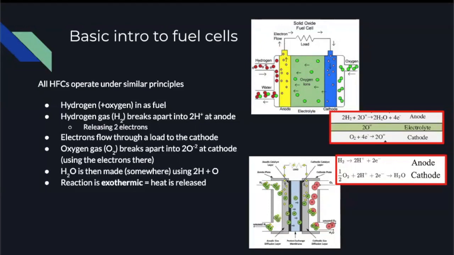In another type of fuel cell, oxygen gas molecules, so O2, might break apart at the cathode into doubly negatively charged oxygen ions, using the electrons there. Now, somewhere in the fuel cell, water molecules are then made using hydrogen and oxygen. And remember that this reaction is exothermic, meaning that the reaction produces heat. This heat must be managed as to not damage your fuel cell or anything else nearby.